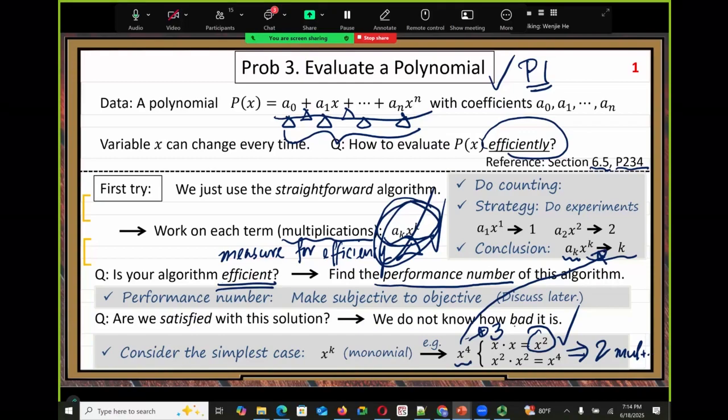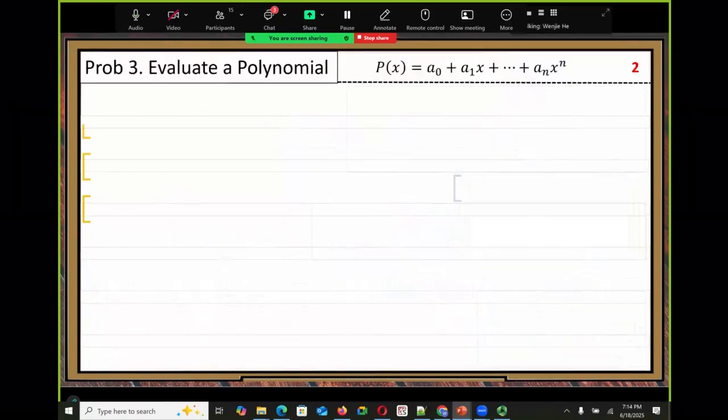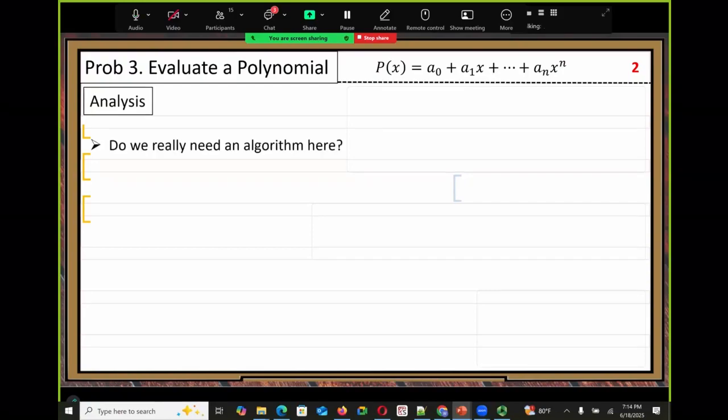Here, although we reduce from 3 multiplications to 2, just 1 multiplication of reduction, it's a good sign. This gives us some good sign for improvement. So we are encouraged by that simple example. We know we can do better, so now we want to find that smart algorithm. Let's continue our analysis.